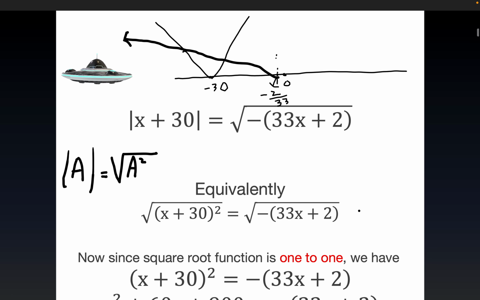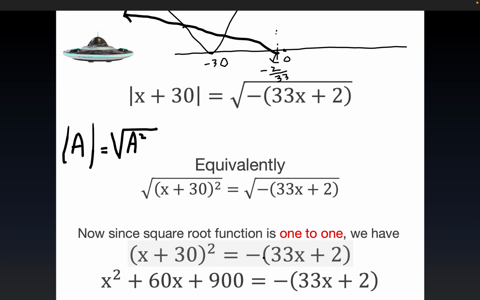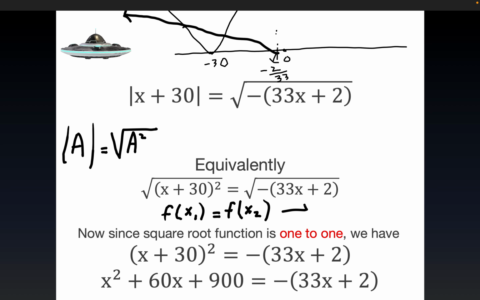Now, we have another nice little thing going on here. The square root function is 1 to 1. Now, what do we mean by 1 to 1? If you have a function that is 1 to 1, if you have f at x sub 1 equal to f at x sub 2, and this is for all such values in the domain, that implies that x1 equals x2.